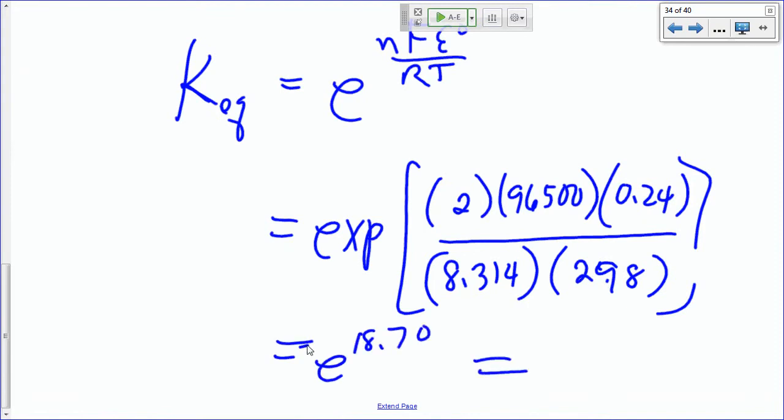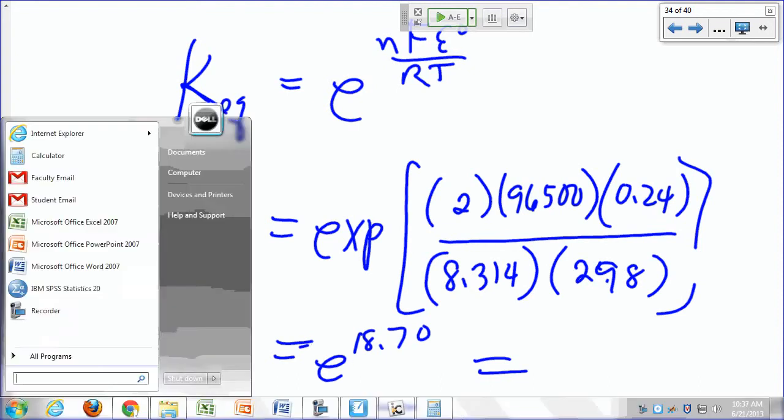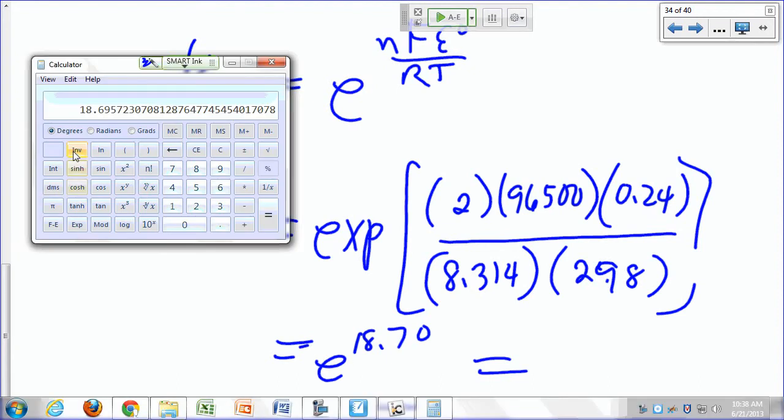What would that mean? If I do this, I have to take the inverse log, so inverse and then e to the x right here. That gives me 1, 2, 3, 4, 5, 6, 7, 8. 1.3 times 10 to the 8.